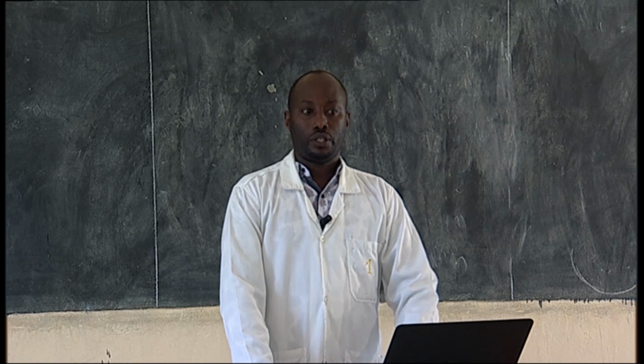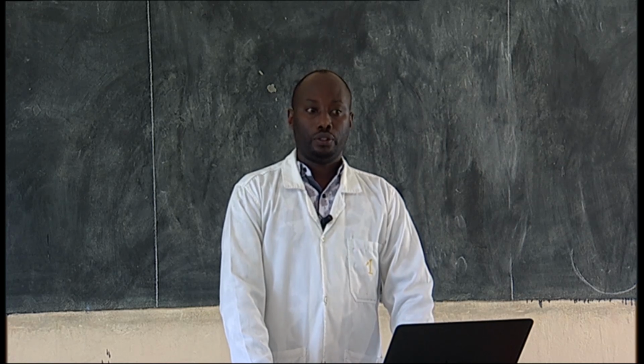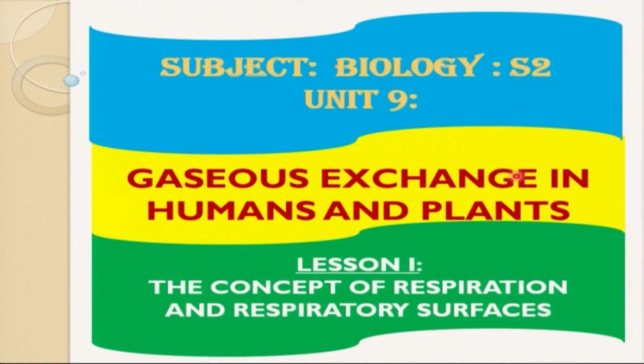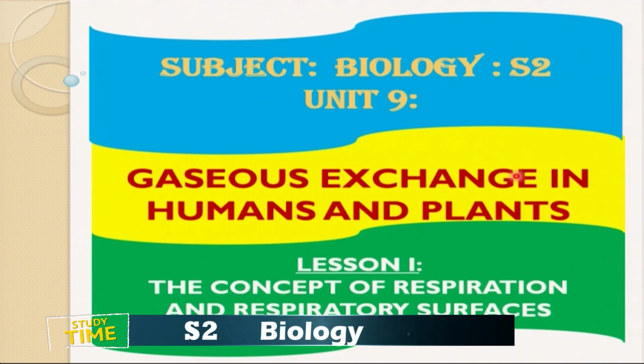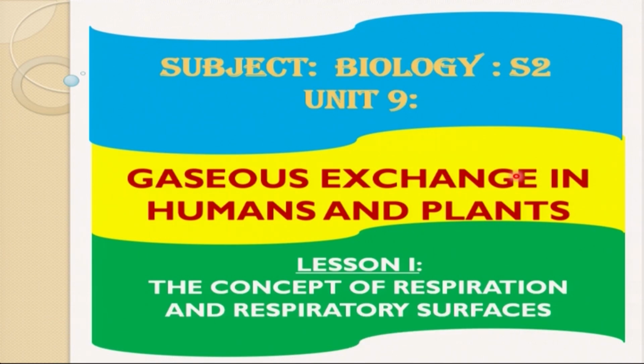Before we start our lesson, get a pen and a notebook and try to note some important words and concepts concerning gaseous exchange in humans and in plants. That is Unit 9, and the lesson is Lesson 1, which is the concept of respiration and respiratory surfaces. In humans, we're going to talk about humans today.